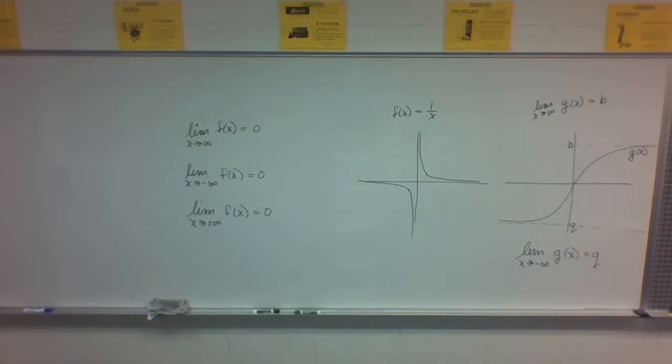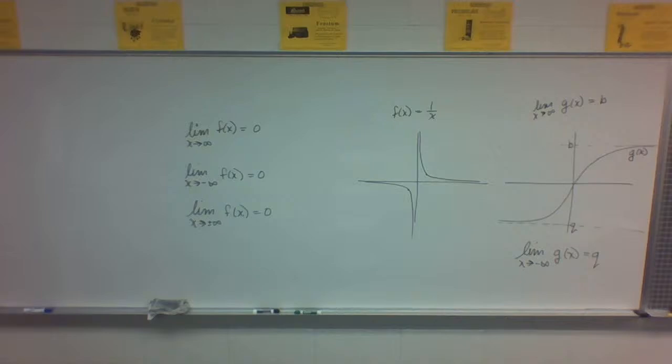Here's what we say then. This should make sense now, I hope. Look at the definition of a horizontal asymptote. The line y equals b is a horizontal asymptote of the graph of the function f of x if either the limit as we go to the right is b or the limit as we go left is b. Either one. It's not an and thing.